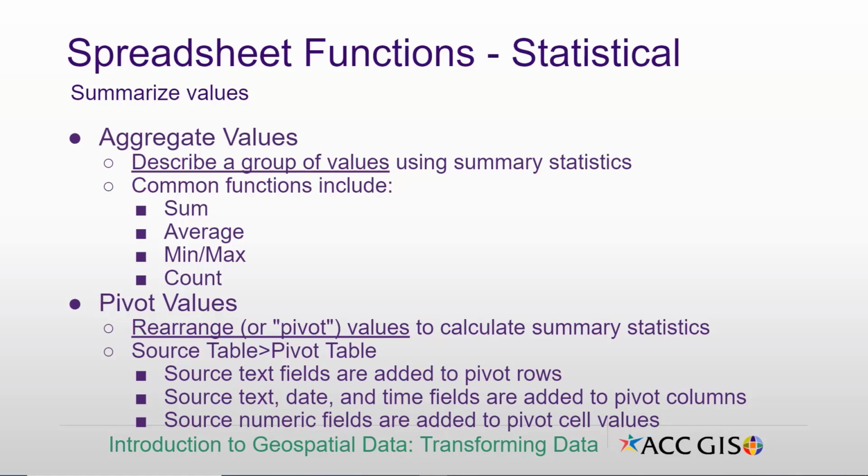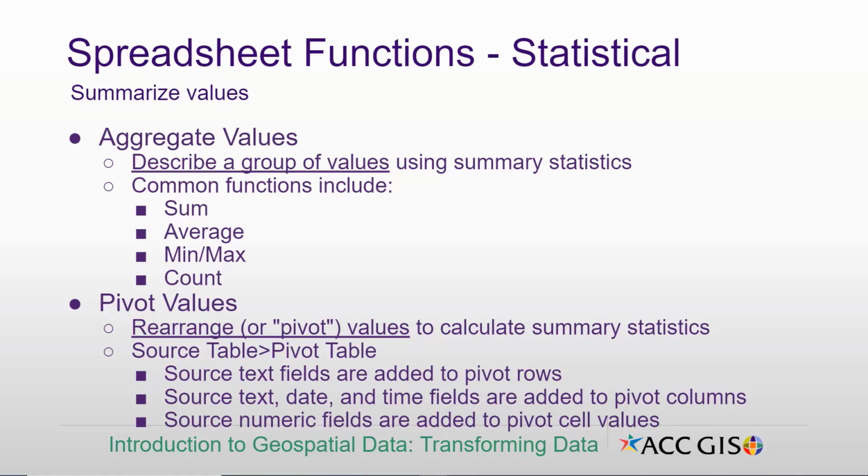Sometimes, though, you want to do it for the entire source table and you don't want to do it individually utilizing the statistical functions to aggregate values. So you can use a pivot table to pivot the values, where you rearrange or pivot the values to calculate the summary statistics for a number of columns and rows.